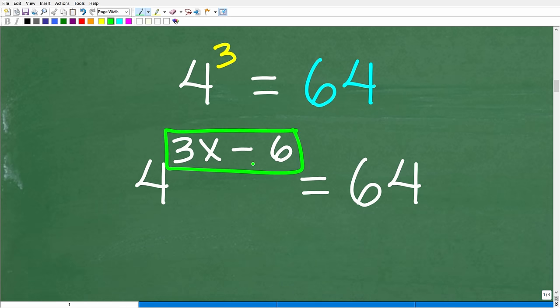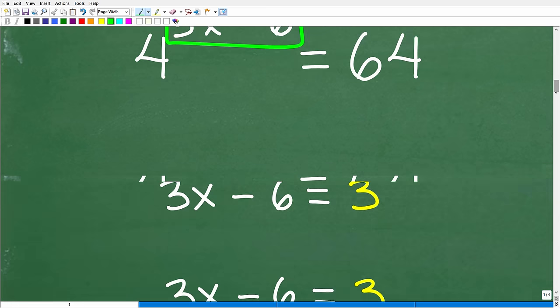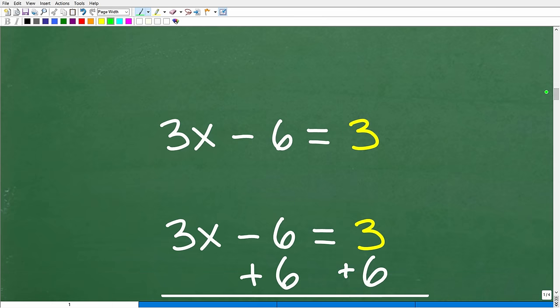Okay, if we set this equal to 3. So if 4 to the third power is equal to 64 and 4 to the 3x minus 6 power is equal to 64, well, then 3x minus 6 must be equal to 3. So let's go ahead and set these two things equal to one another. Okay, so 3x minus 6 is equal to 3.